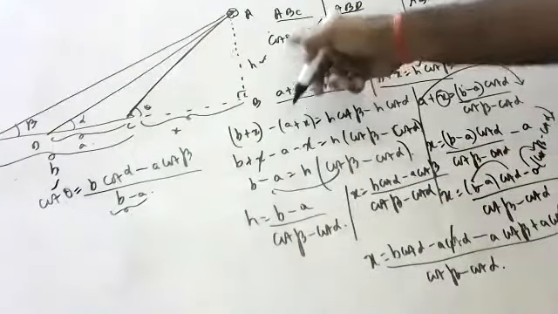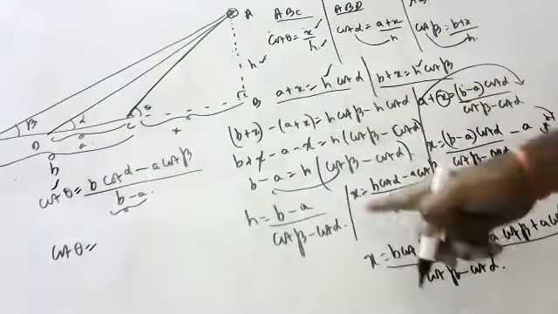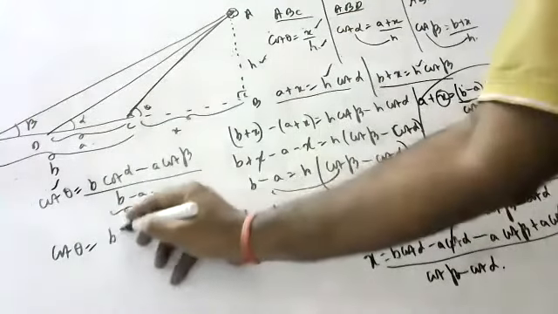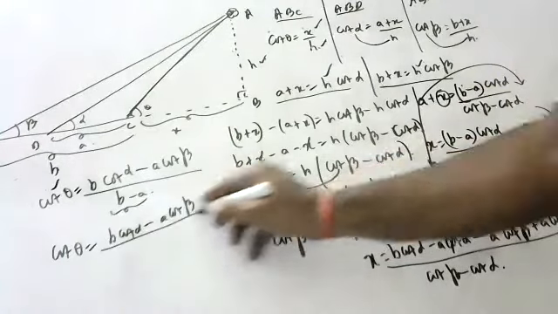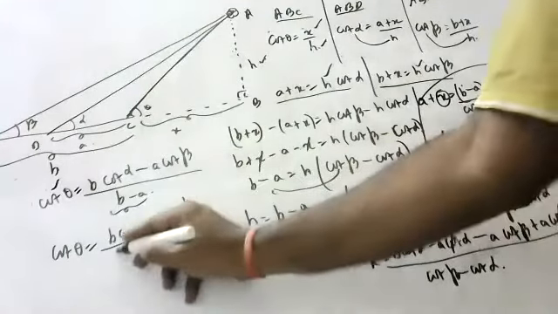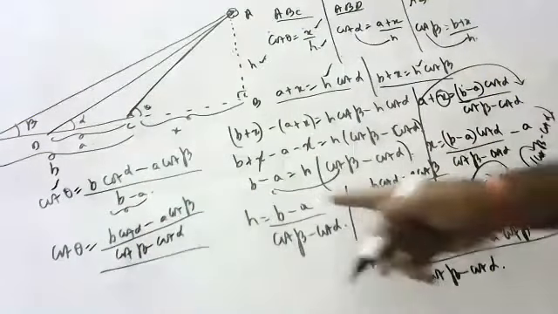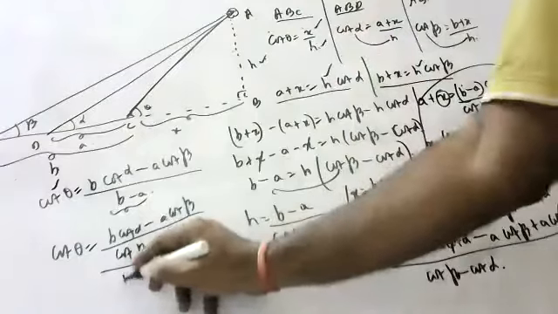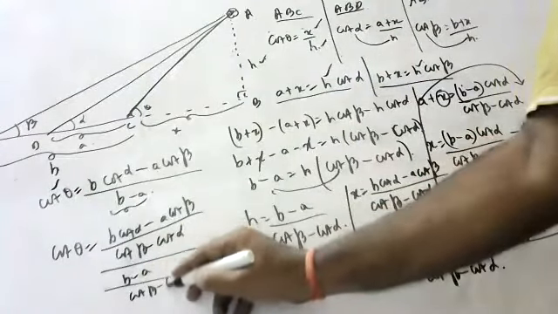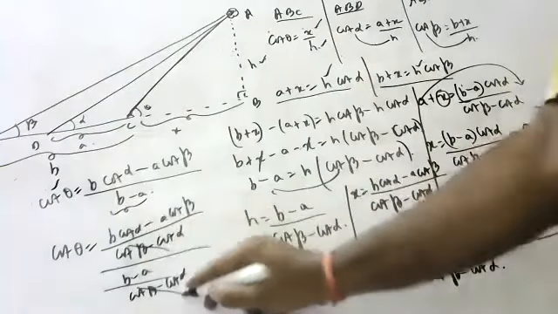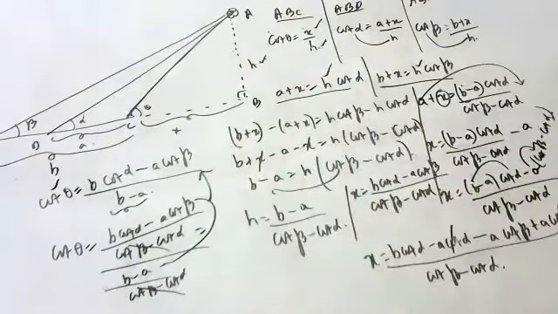Now we want cot theta. Tell me cot theta. What is X? B cot alpha minus A cot beta by cot beta minus cot alpha, by H, and H is B minus A. B minus A by cot beta minus cot alpha. Cancel cot beta minus cot alpha. So what is left over? This is done. Understood?